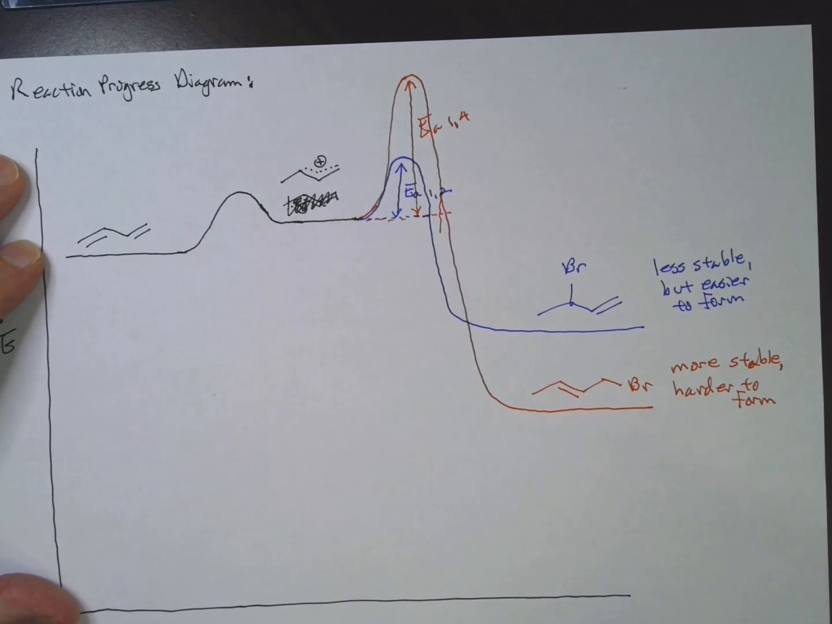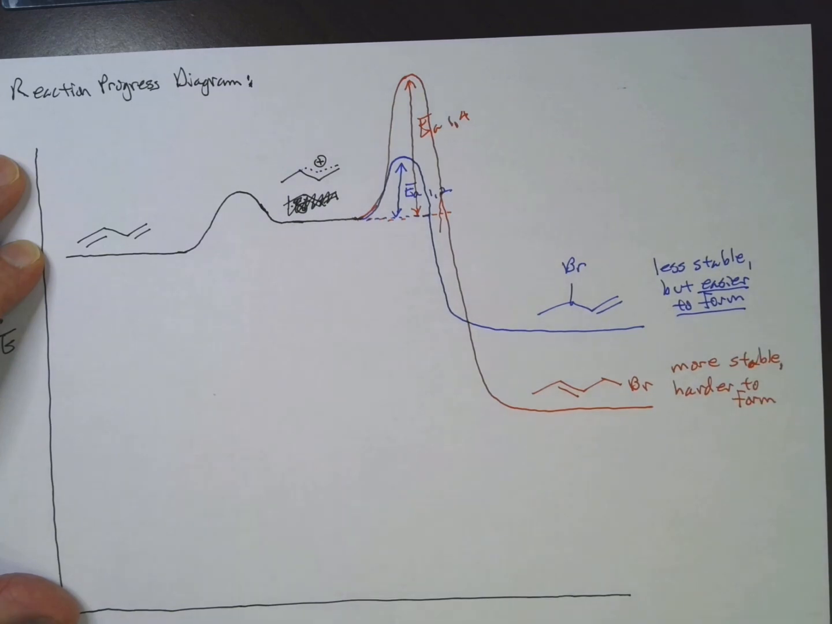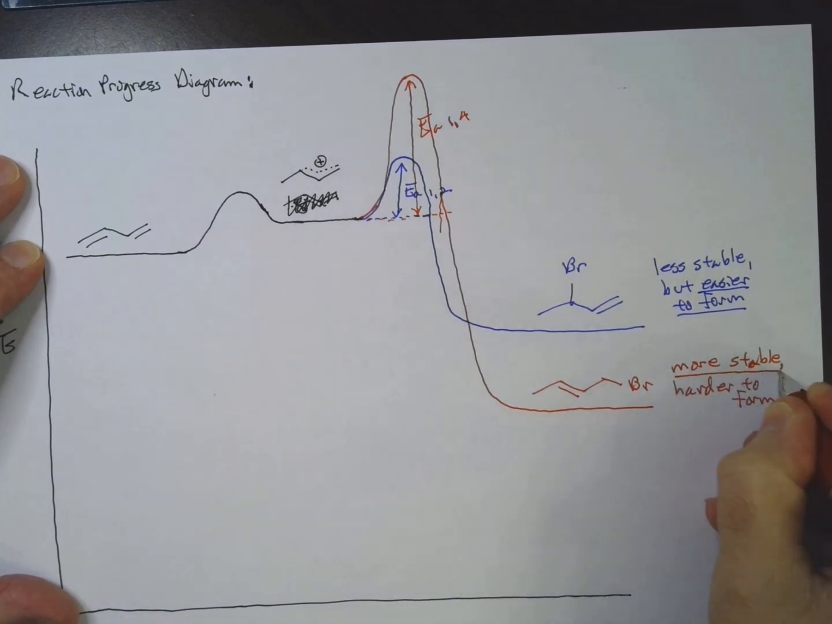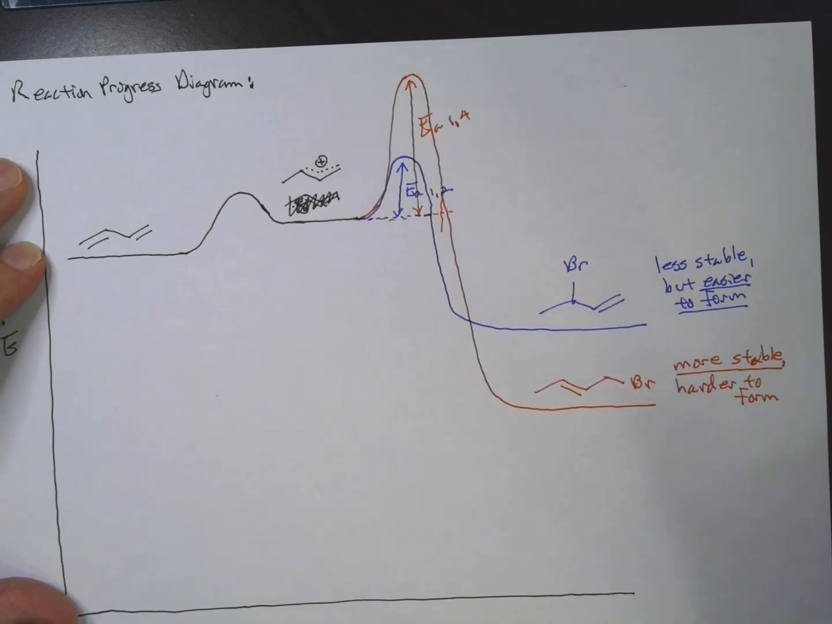Okay, so just some things to note here. The kinetic product is the one that's easier to form, and the thermodynamic product is the more stable one. All right, it's possible that your kinetic and thermodynamic product will be the same. And again, we'll look at some examples of that in class.